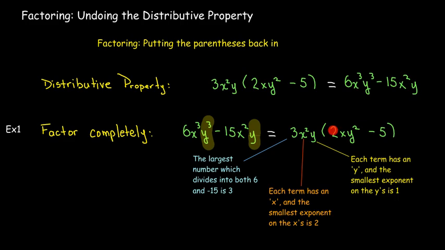Then to figure out what goes inside the parentheses, we're doing a little mental division, right? We're saying, what do I have to multiply times 3x squared y to get 6x cubed y cubed? Well, 2 times 3 will give me 6. x times x squared is x cubed. y squared times y is y cubed. So the first term inside the parentheses has to be 2xy squared. And then I look at the second term. I'm going to multiply 3x squared y times something to get negative 15x squared y. So the x squared y is already there. 3 times what gives me negative 15? 3 times negative 5.